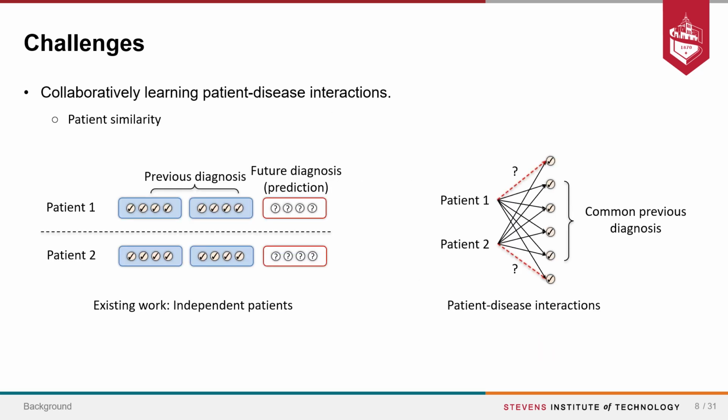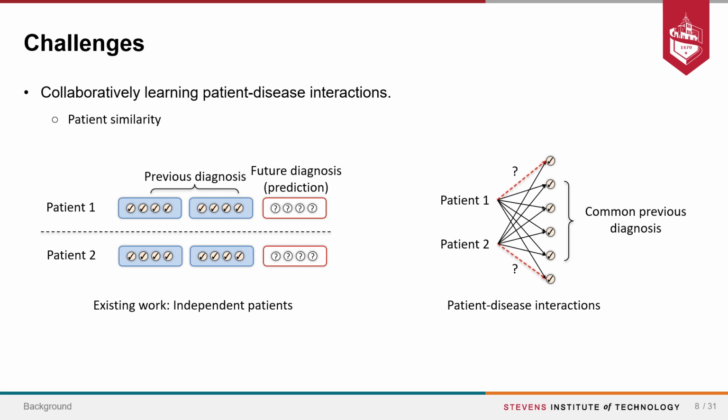Another challenge is how to collaboratively learn patient-disease interactions. In existing work, patients are regarded as independent samples. If we want to predict a future diagnosis for a patient, existing work only uses previous diagnoses of this patient to make predictions. However, this kind of method ignores the patient-disease interactions and patient similarity.